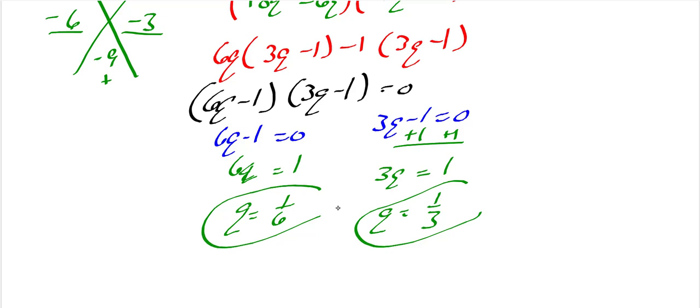We definitely know based off the original equation that q cannot equal 0, right? That would be a restriction. Q cannot equal 0, and we didn't get 0, so we're good. Okay? Now let's look at the next equation.